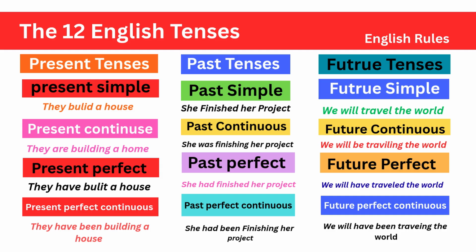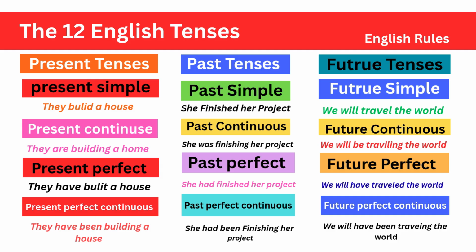2. Past tenses. Past simple, used for actions that were completed in the past. Example: she finished her project. Past continuous, used for actions that were ongoing at a specific moment in the past. Example: she was finishing her project.